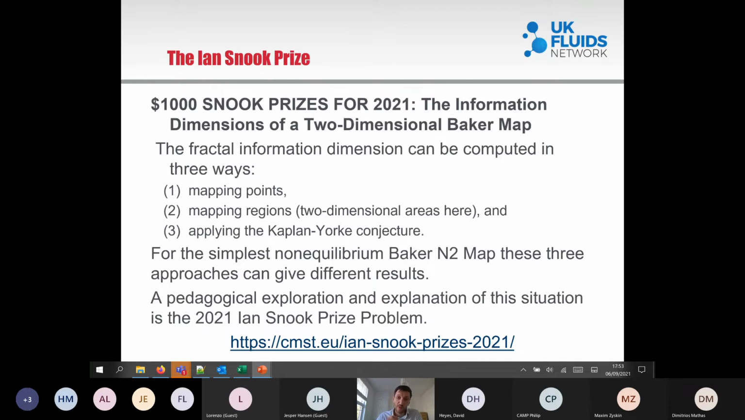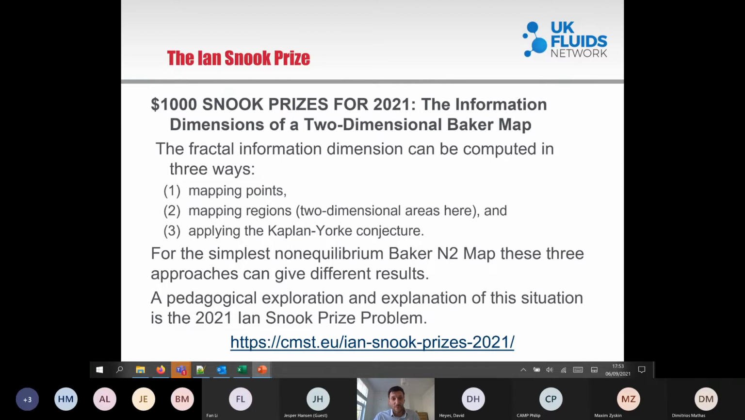So part of the problem, I think, at least for me, is that this has become more abstract each year because it's kind of building on an idea. So what I'm going to try and do today is just give you enough background that you can at least understand the problem. So the prize is for the information dimension of a 2-dimensional Baker map.